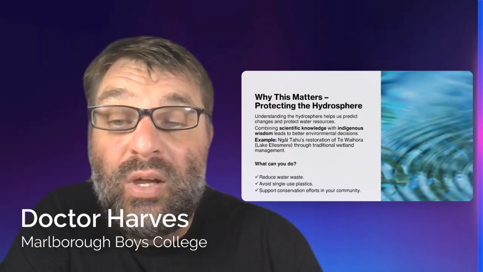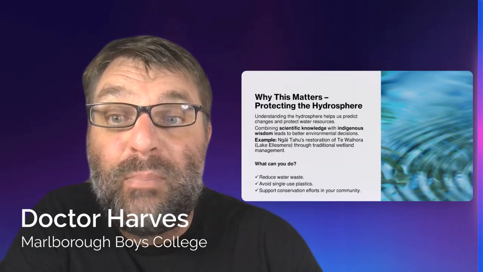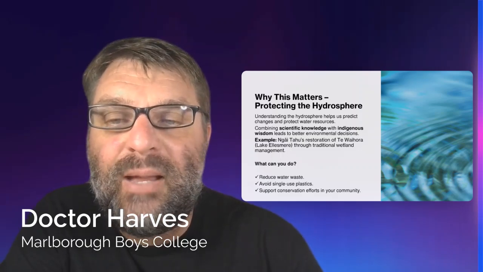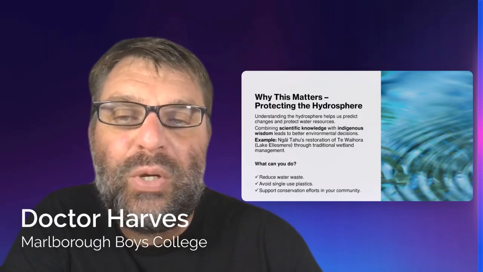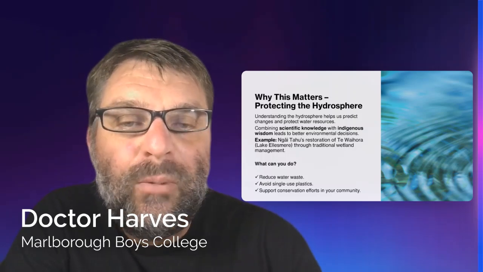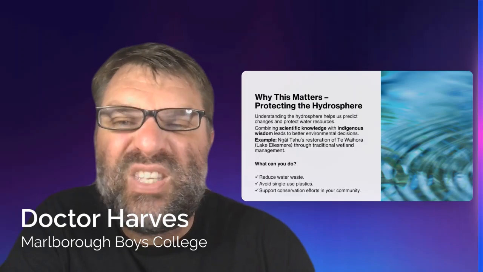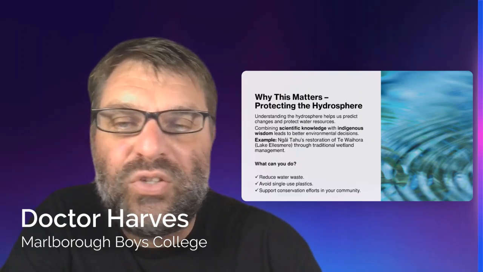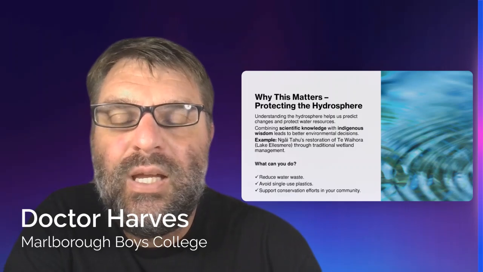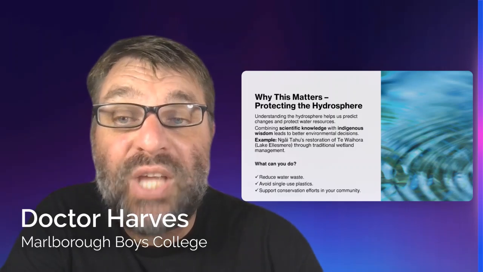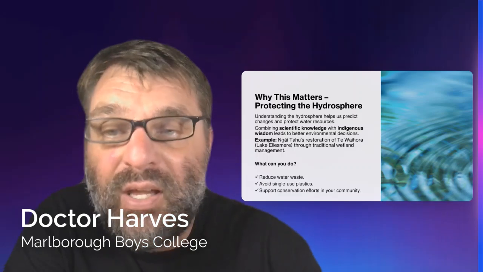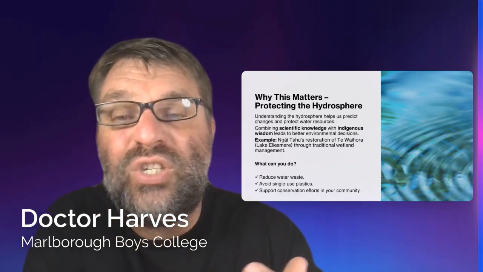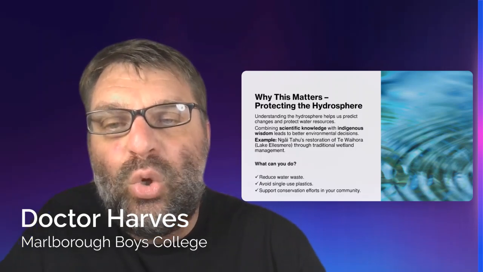So things that you can do, those small little changes with big effects: reduce your water waste, because fresh water is not exactly abundant on Earth. It's about 3% of the whole total. Avoid single-use plastics to reduce that plastic pollution in the ocean, and support conservation efforts in your community to protect our oceans, especially in the Marlborough Sounds, of course, because we've got giant kina barrens because of increased temperature and the loss of diversity in our ecosystems in our local environment.